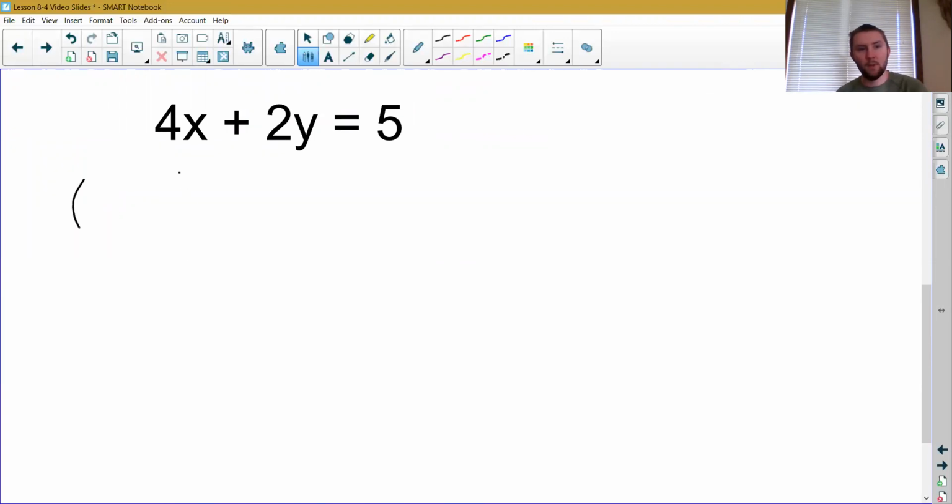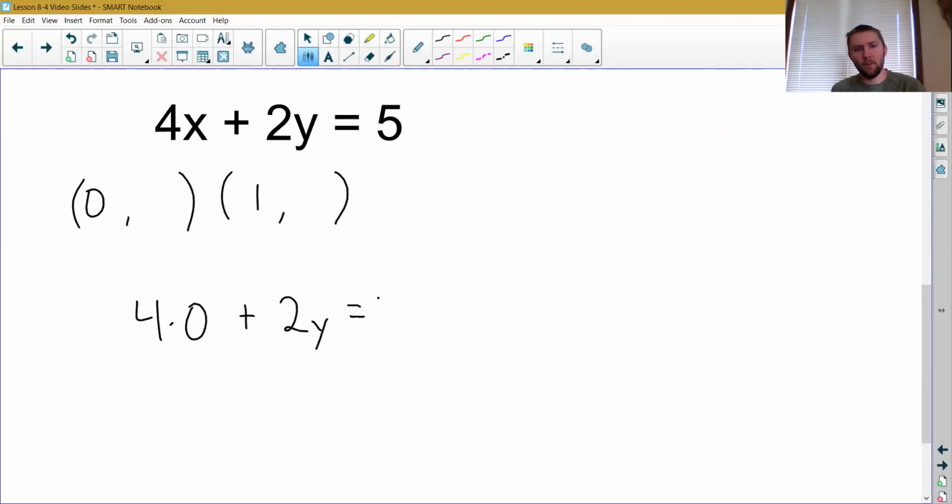I'm going to find two coordinate points, and I'm going to use 0 and 1, again, as my x values. I'm going to plug those x values into this part of the equation for the x, multiply it by 4, and then try to solve for the y value, okay? So I'm going to plug 0 in there first. 4 times 0 plus 2y is equal to 5.